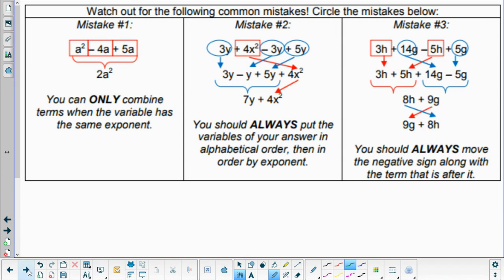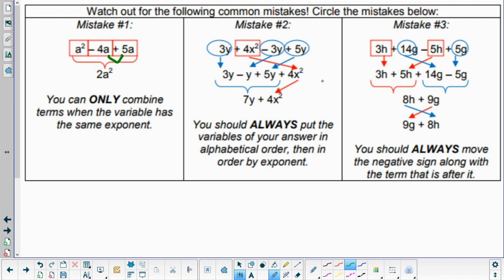Okay, watch out for the following common mistakes. These are things that we see all the time. So in this case, you can only combine terms when the variable has the same exponent. So this one has an a squared. These two do not. So in this case, only these two could be combined, not all three of them. Okay, so the exponents make them different.